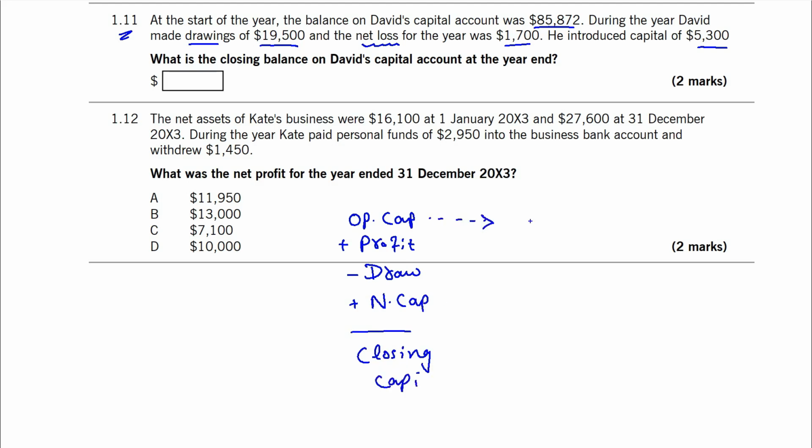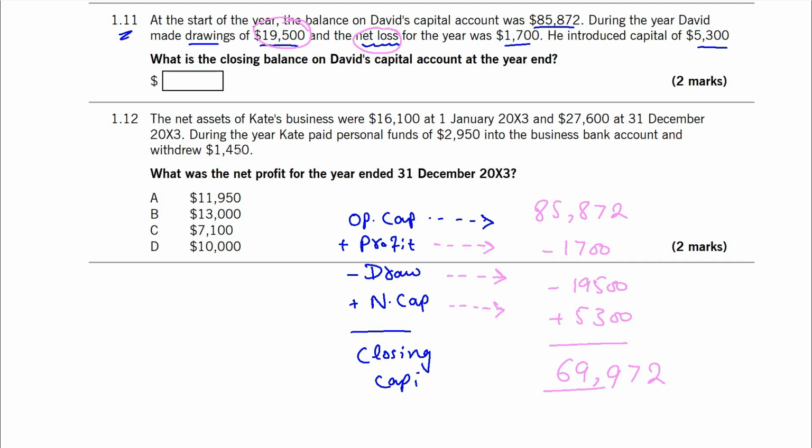So our opening capital in this case is 85872. We don't have any profit for this year, we have a net loss. So we will deduct this amount, minus 1700. We have drawings of 19500. We will also deduct this amount and we will add our new capital, which is 5300. And if we sum them up, then we will get 69972, and that is our answer.